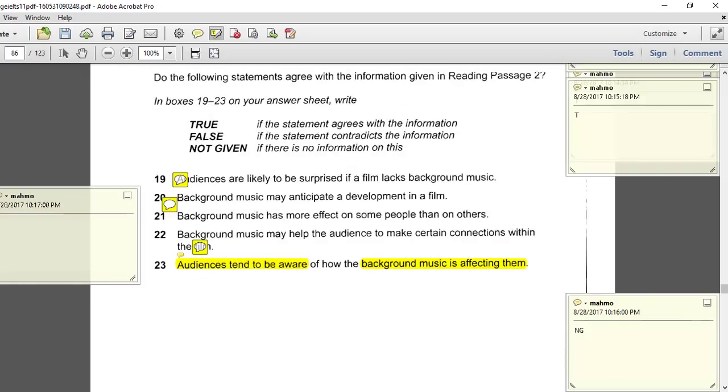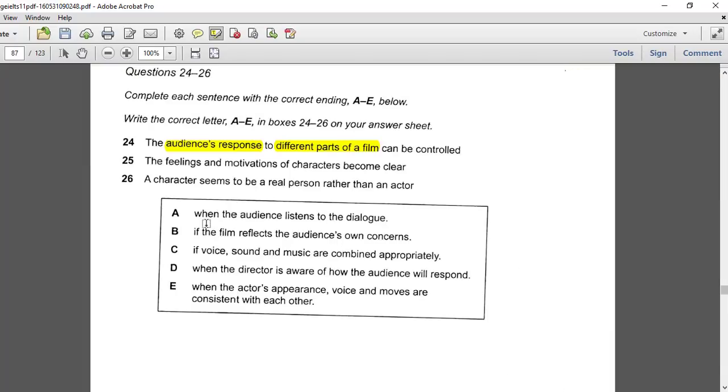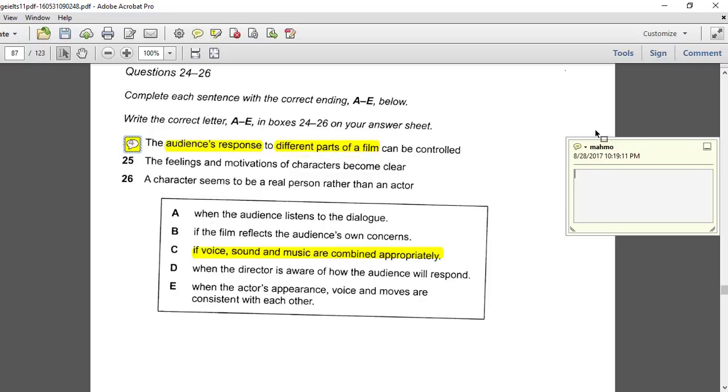Get back to the choices and see. When the audience listens to the dialogue, no. If the film reflects the audience, no. If voice, sound, and music are combined appropriately, I think so, yes. Yes, number C. So number 24 is C.